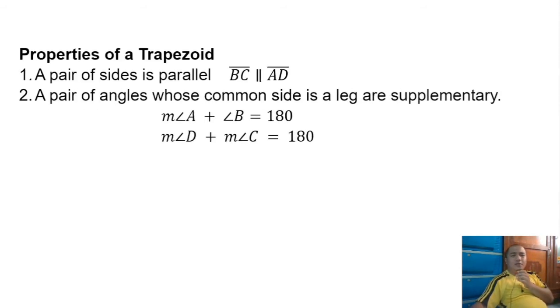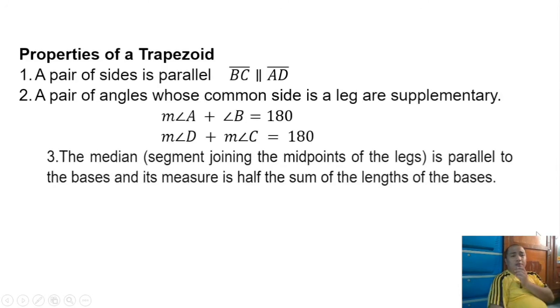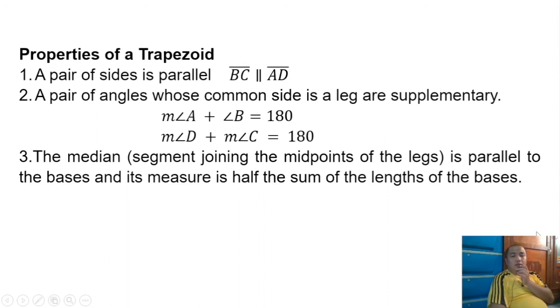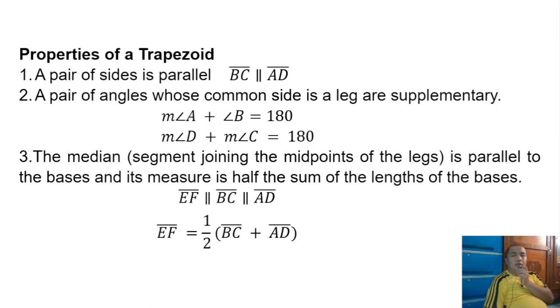Angle A plus angle B is 180, angle C plus angle D is 180 degrees. Number 3, the median, the segment joining the midpoints of the legs, is parallel to the bases, and its measure is half the sum of the lengths of the bases. So that means the median's length can be determined by just adding the lengths of the upper base and the lower base divided by 2. So EF is equal to 1/2 of BC plus AD.